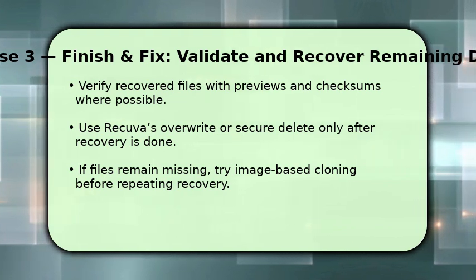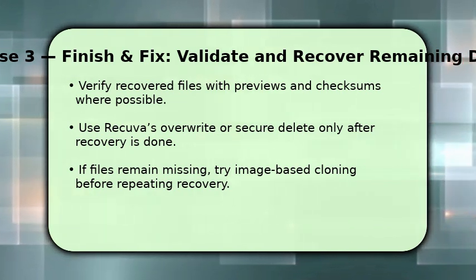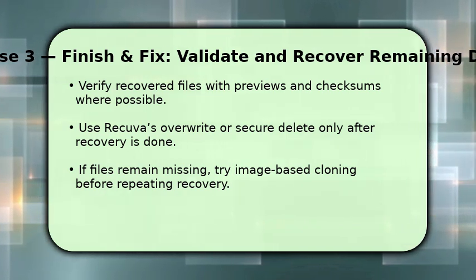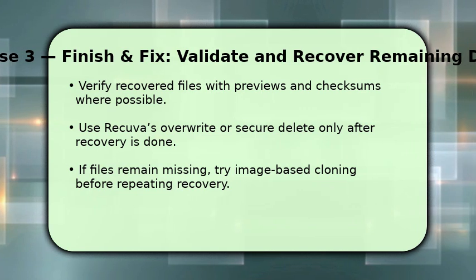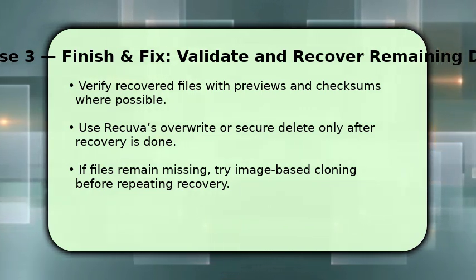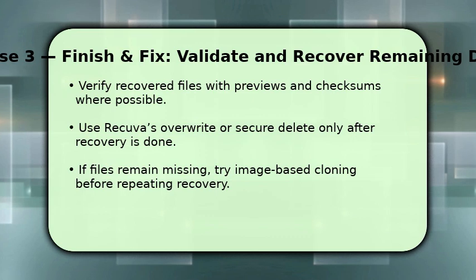If important files are still missing, make a forensic image of the drive and run Recuva on the image rather than the original. This preserves the source. Troubleshooting tip. If Recuva fails repeatedly, switch to a clone and scan workflow to prevent further data loss.